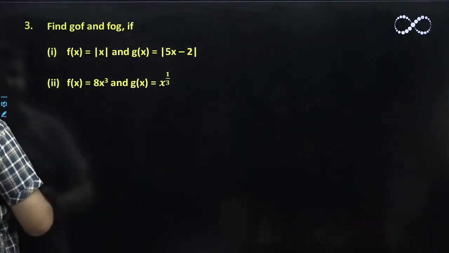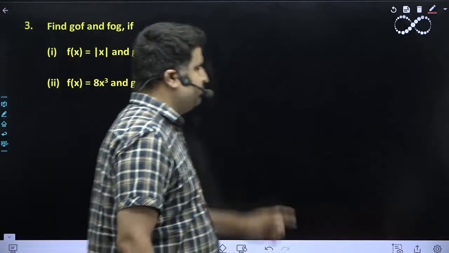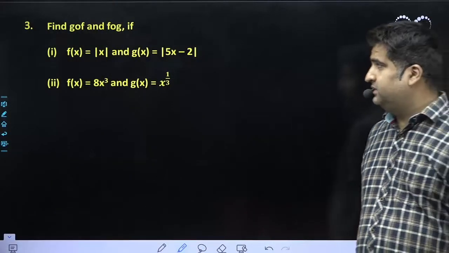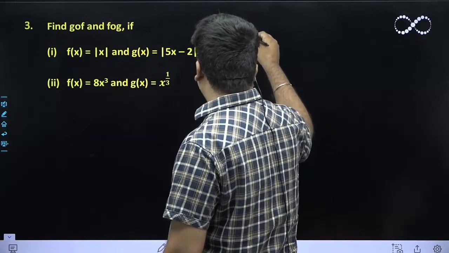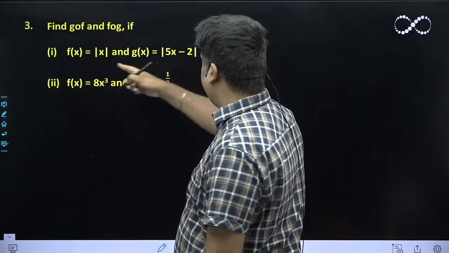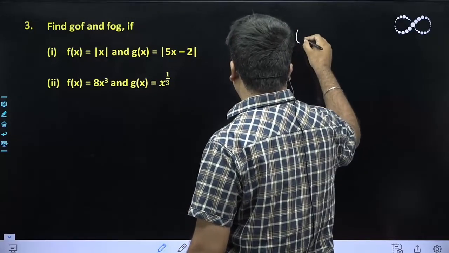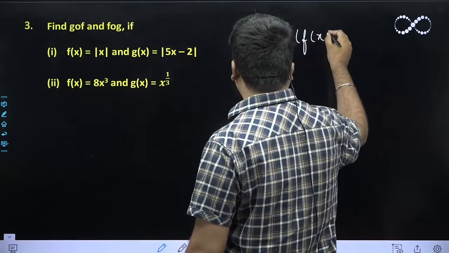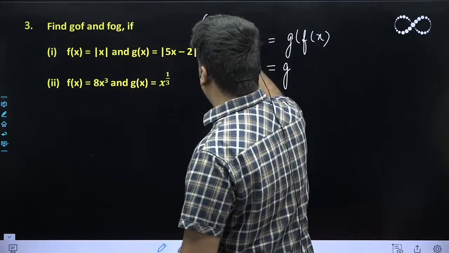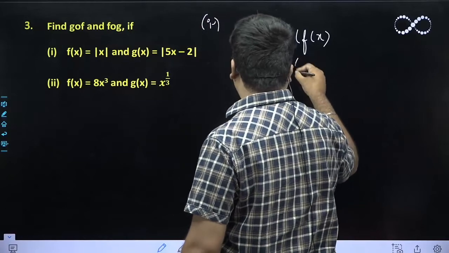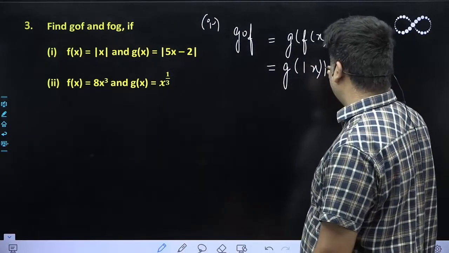we have the next question where we have to find g∘f and f∘g in both these cases. So first, let's start with g(f), g∘f in case of this. So g∘f in case of this is g(f(x)), which is g(|x|), right?